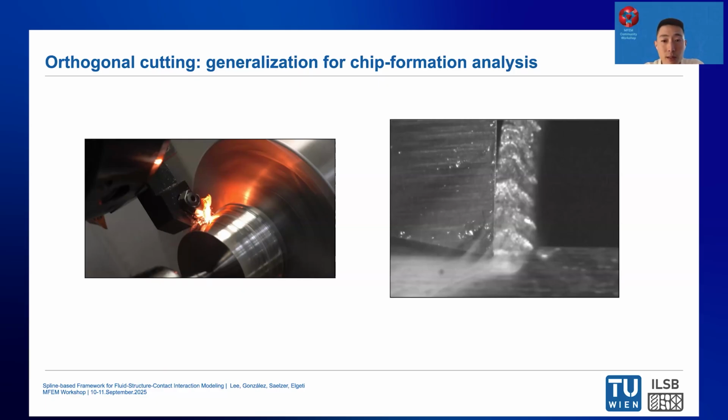And chip formation analysis is relevant in any kind of machining process. For example, on the left-hand side, you see turning, and there are others like milling, drilling, grinding, and sawing. And all those processes create chips as a result of interactions between the tool and the workpiece.